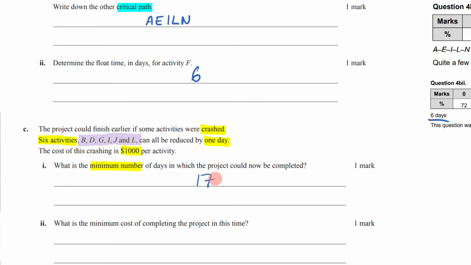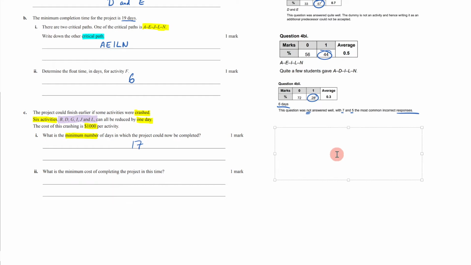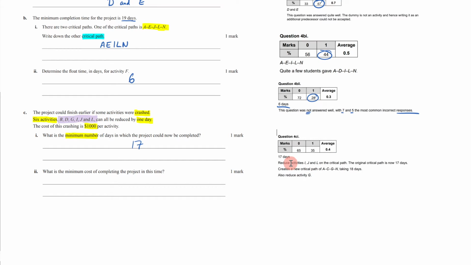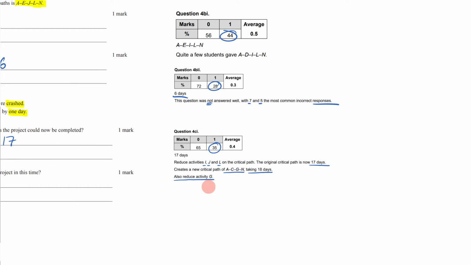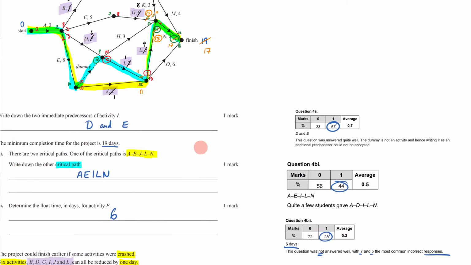Let's see how many people got that correct. All right, we come over here, bang, 17 days. 35% of people got that correct. It says reduce activities I, J, and L on the critical path. The original critical path is now 17 days. It creates a new critical path of A, C, G, N, taking 18 days. Also reduce activity G. Okay, so if we come up here for a second, it says that a new critical path has emerged and that new critical path would take 18 days. Also reduce activity G. Let's just see what they mean by that.